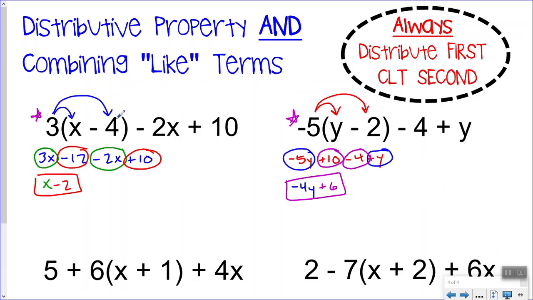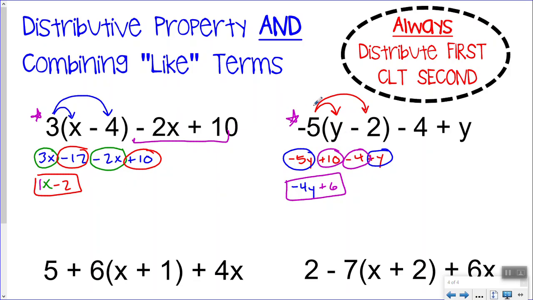Alright, in our first example, we distribute first, giving us 3x minus 12, and the minus 2x plus 10 just comes down. Then we combine like terms, so everything with an x can get combined. 3x minus 2x is just 1x, and you can write the 1 there, but we usually won't see it. And then negative 12 plus 10 is negative 2, so we end up with x minus 2.